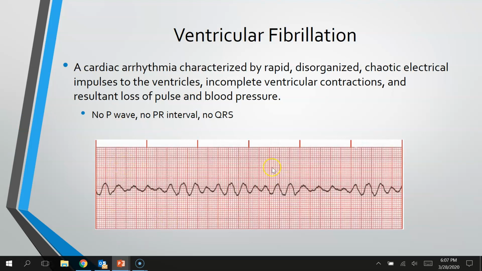So again, no P wave, no PR interval, and we have no QRS. It is just a mess. It's pretty much just like a quivering. This is life-threatening, and we have to do something when we see this type of arrhythmia.